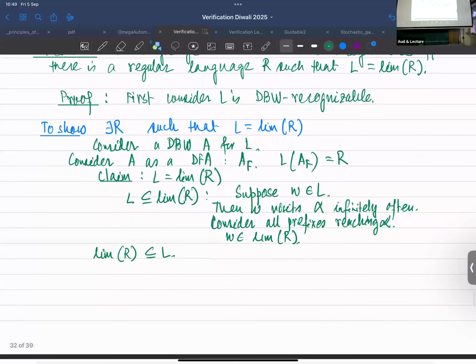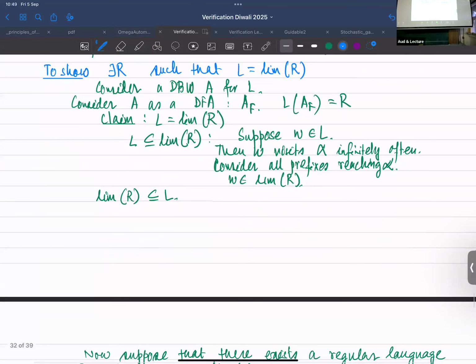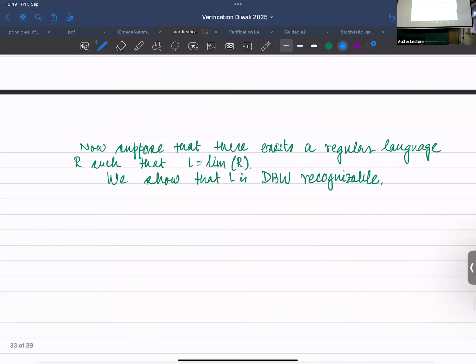Okay, so the other direction. Suppose that there exists a regular language R such that L equals the limit of R. Now we need to show that L is DBW recognizable. So how would you do this?